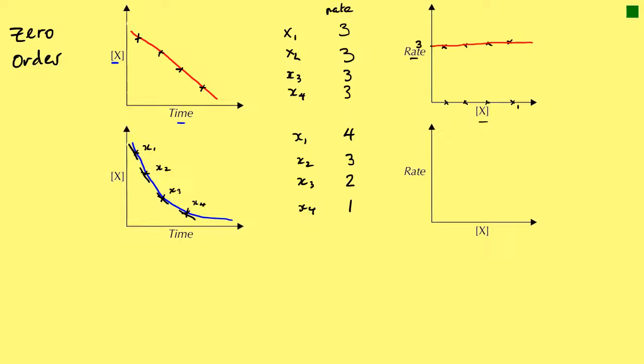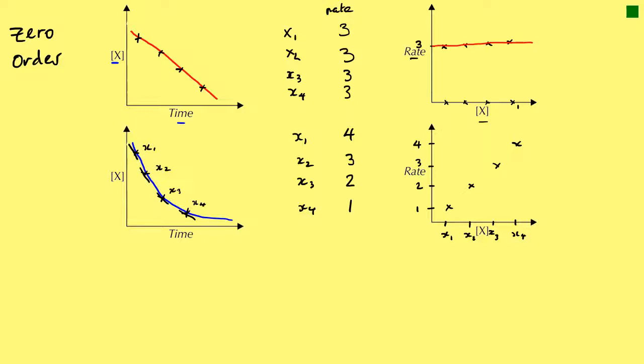And again, let's put X4 here, X3, X2 and X1. So X4 was 4, let's plot that up there. X3 was 3, and that's 2, that's 1. Okay, so we've plotted them. So let's just, for completeness, mark off our values here. So there are our rates.